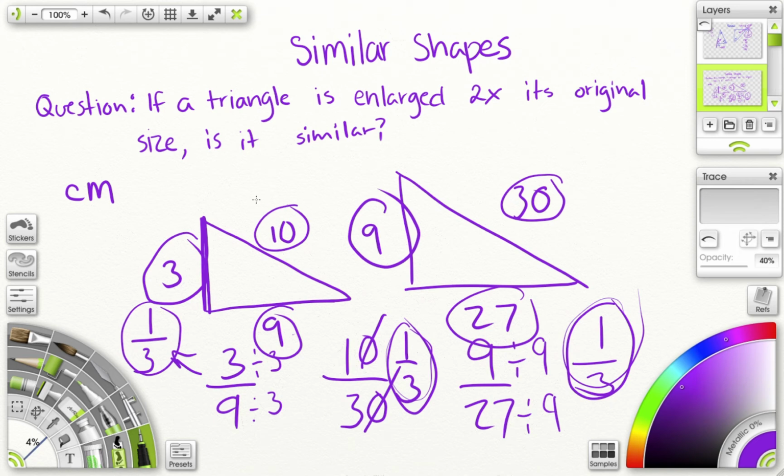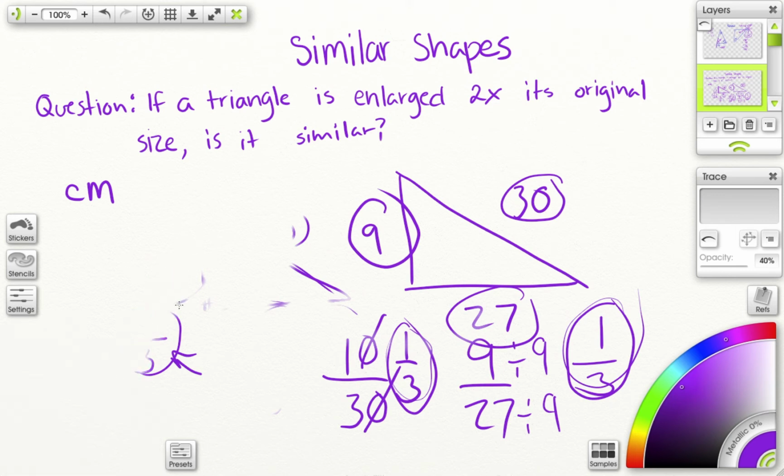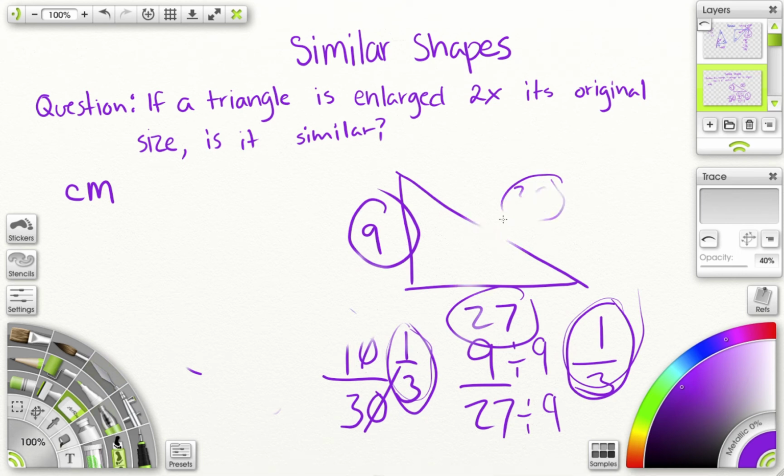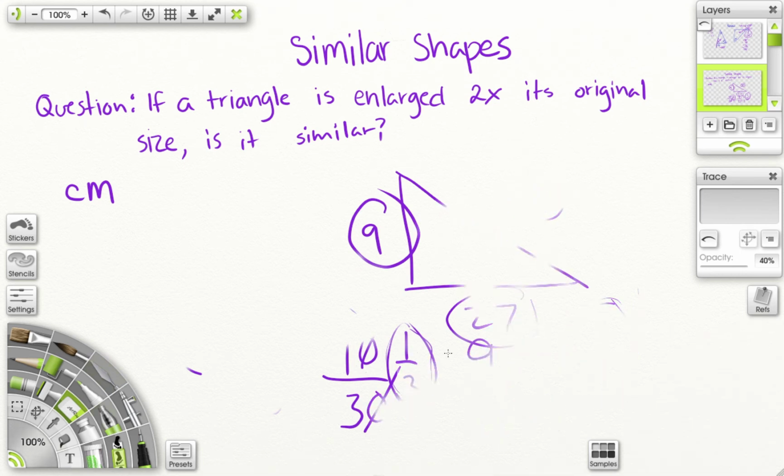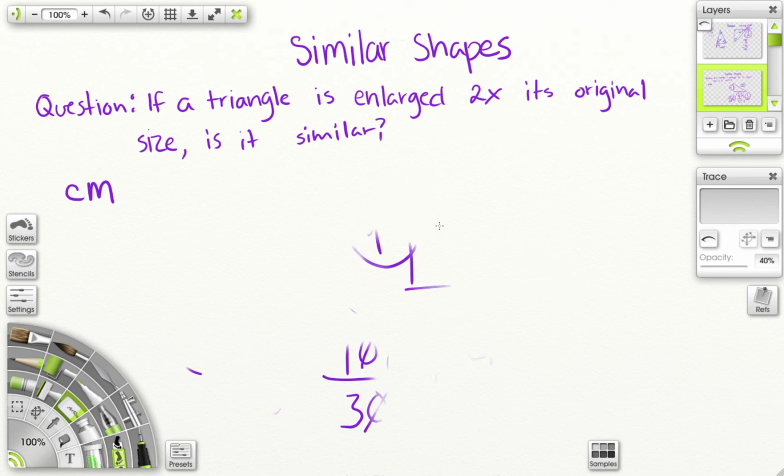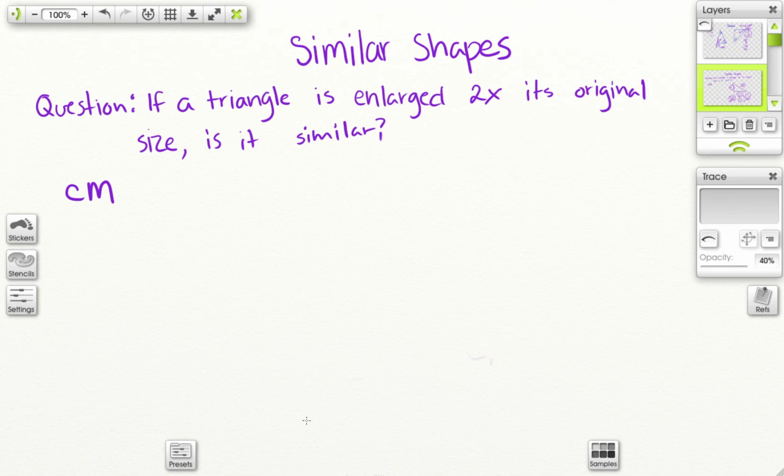That means all the side lengths of this triangle are 1/3 of their enlarged counterparts. Therefore, they are similar triangles. Another way you can look at it is if you know your times tables, 10 times 3, 9 times 3 equals 27. That's another way. The reason I show you the fraction way is because I'm going to show you one more way that these shapes can end up being similar.